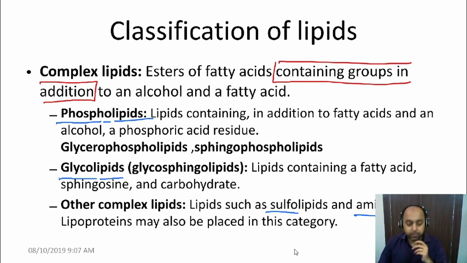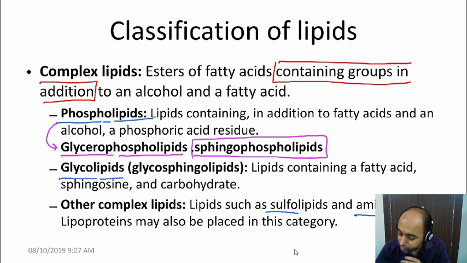The phospholipids are further subdivided depending on the type of alcohol. If glycerol is the alcohol, we call it the glycerophospholipid. If sphingosine is the alcohol, then we call it the sphingophospholipid. So phospholipids are further subdivided into the glycerophospholipids and the sphingophospholipids.